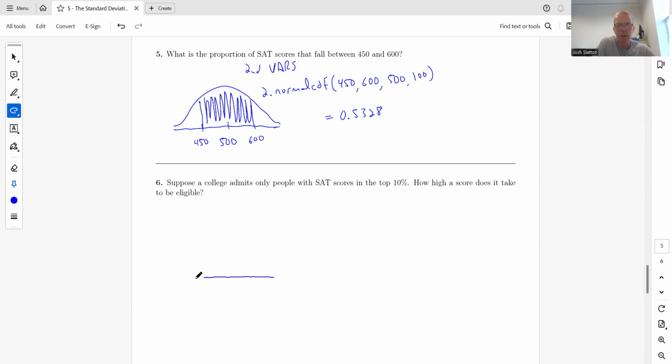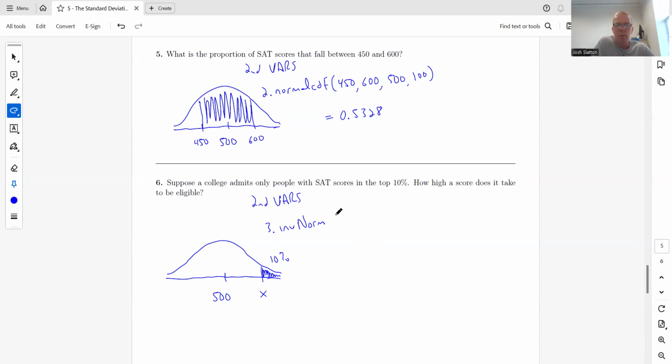So this one is the opposite of what we were doing. Let's draw a picture, and the picture is going to be slightly different in what we label. We're still going to put the mean in the middle, but this time we are looking for some score up here so that 10% is above it. Now we cannot use normal CDF for this because that calculates a percent. It does not calculate a score or a data point. So we're going to go to second bars, but now we're going to pick number 3, which is inverse norm.